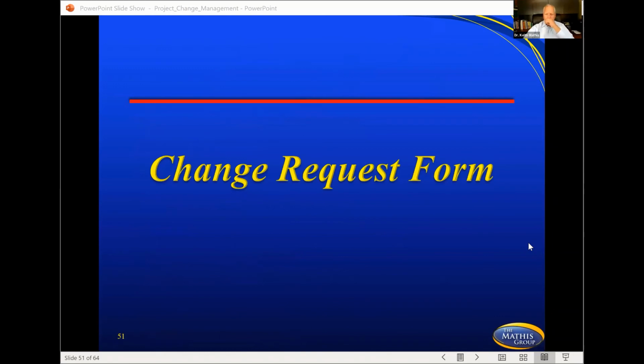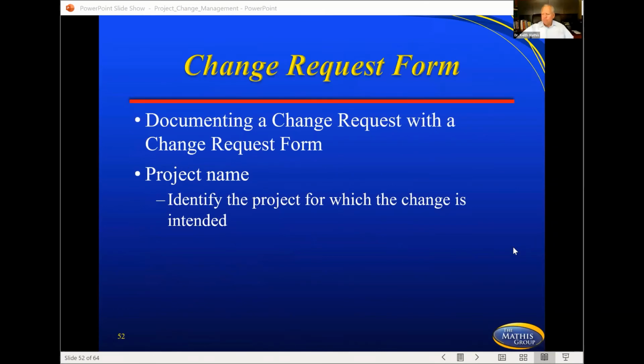Okay, so let's talk about the change request form itself. All right, documenting a change request with a change request form.